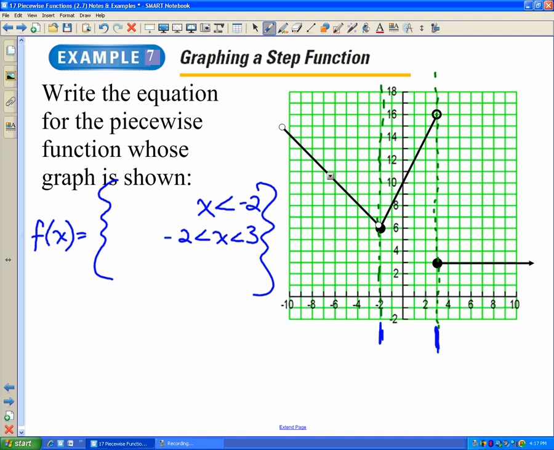And here I want greater than 3. So x is greater than or equal to 3. Now this has to be equal to because that's a closed dot. This here, right here, has to be open because that's an open dot, so there's no equal to.